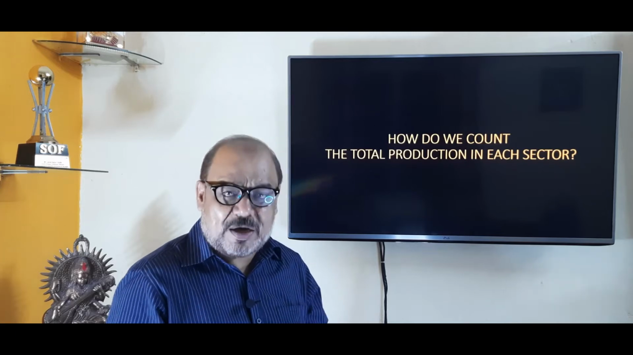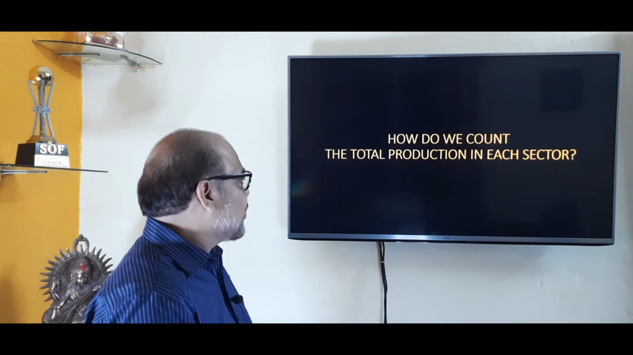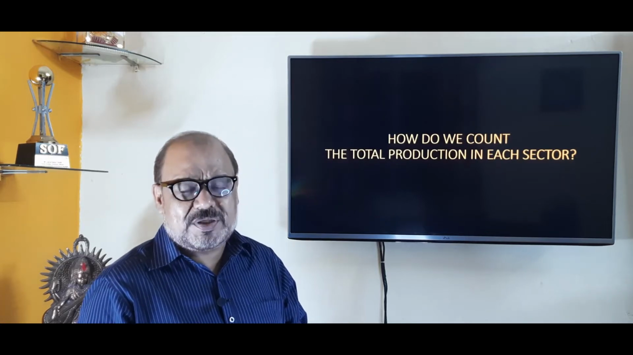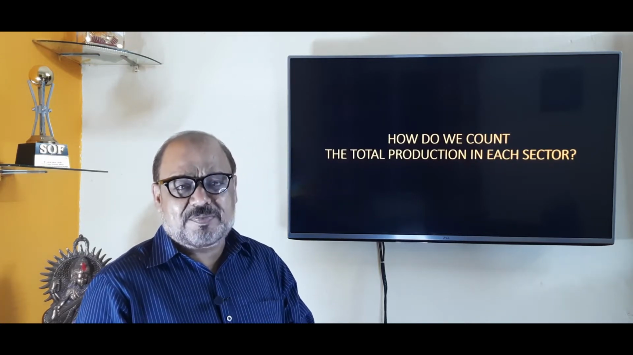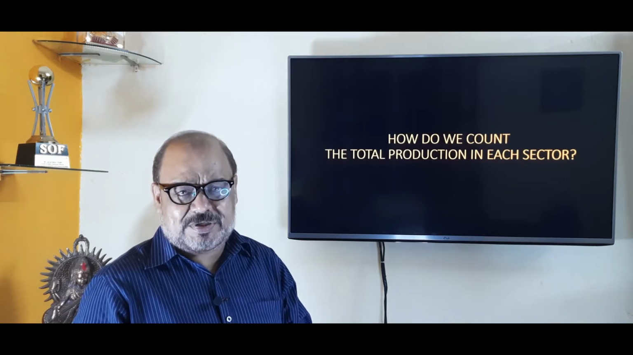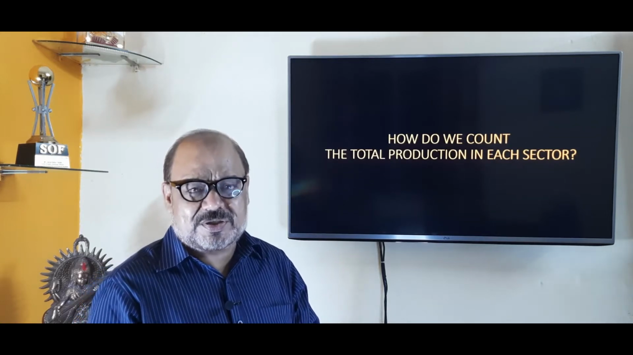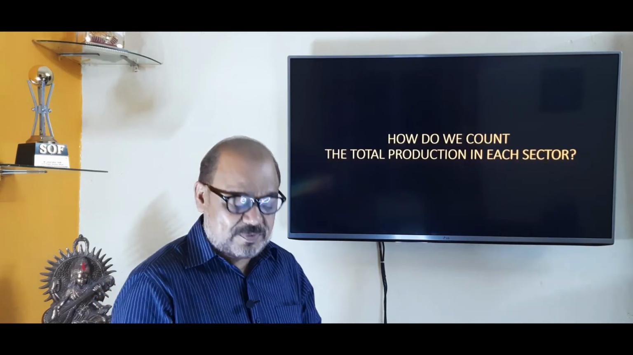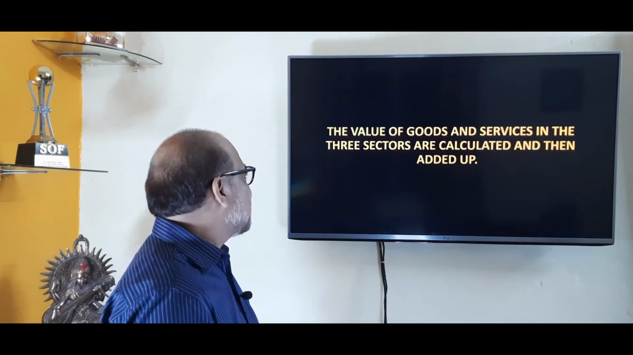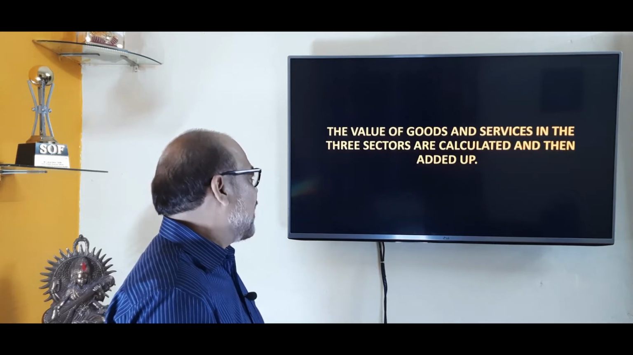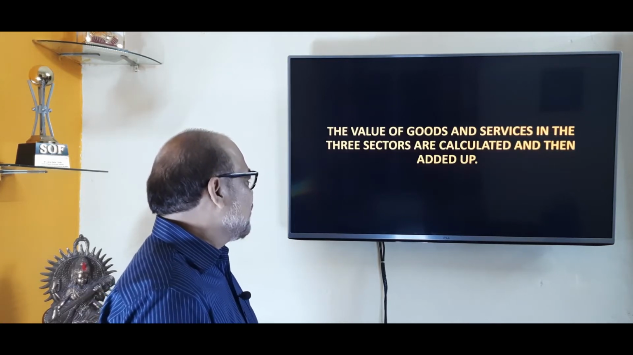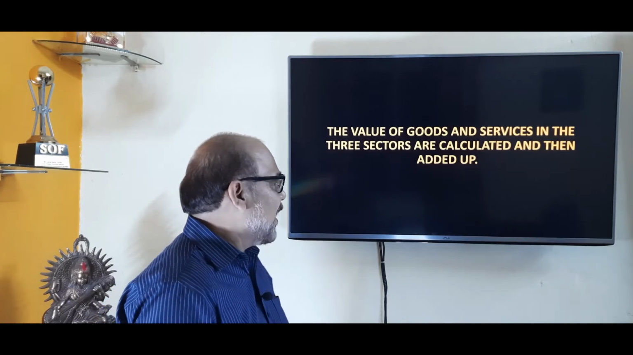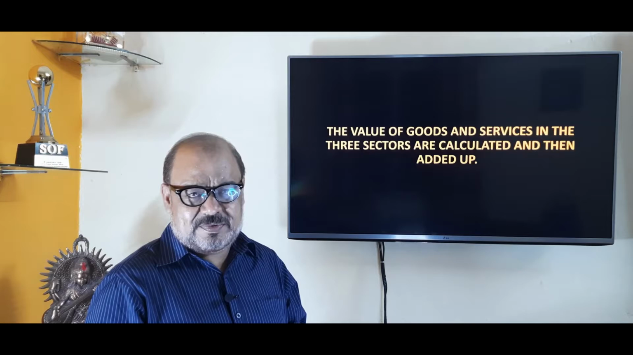How do we count the total production in each sector? I mean, how do we count the total production in the primary sector, in the secondary sector, and in the tertiary sector? Now we are going to discuss this also. The value of goods and services in the three sectors, I mean the primary, the secondary, and the tertiary sector, are calculated and then added up.